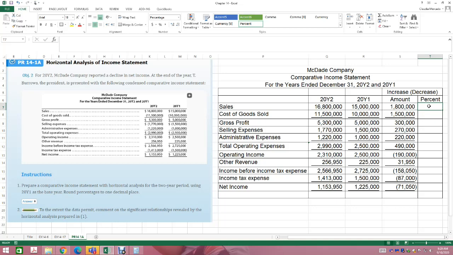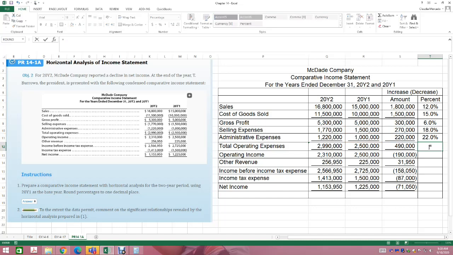Now we calculate the percent change. The percent change is going to be the difference amount that you just calculated, and you're going to divide it by your base year, which is 20y1. And they're asking us to round to 1 decimal place. So how do we do this? You get your increase or decrease amount, whatever you calculated in this column, divided by your base year. And that is how we get our percent change. So the increase or decrease in amount divided by the base year. That is how we do all of them.